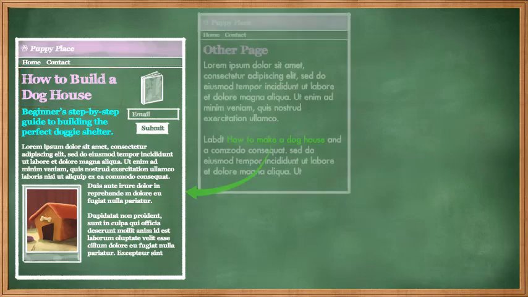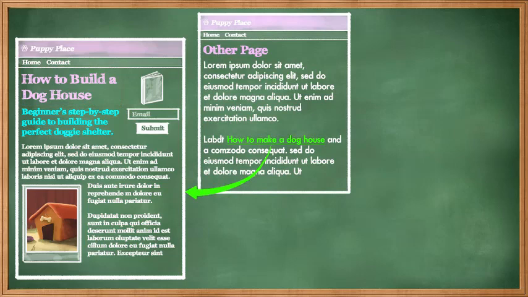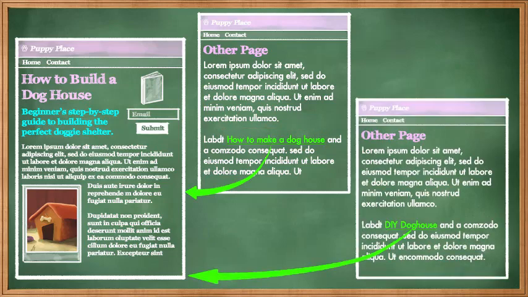So suppose we have another page on our website with a relevant paragraph about doghouses. So we can use this opportunity to insert one of our other keyword phrases here. How to make a doghouse. That was our second keyword. And again, suppose we have yet another page with a relevant doghouse paragraph in which we could insert our third keyword phrase, DIY doghouse. So what are we telling Googlebot here?